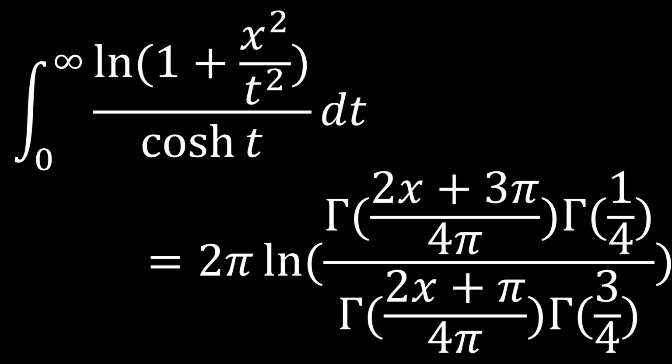In this video, as you can see, we're going to be showing this awesome result that you can see right here. It's a little bit weird with the way that Windows shows this result, but this is just a big parentheses right here. We have that the integral from 0 to infinity of ln(1 plus x squared over t squared) over cosh t dt is equal to 2 pi times this massive natural log with gamma functions on the inside. So you must be wondering, how did we get from the simple integral to this absolutely crazy result?